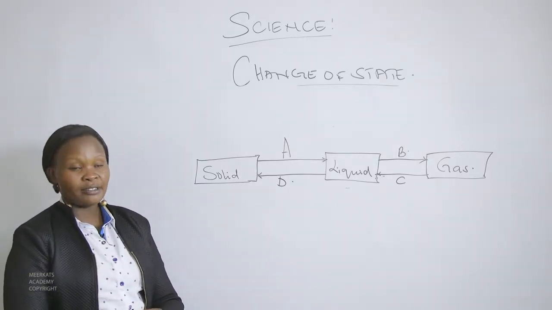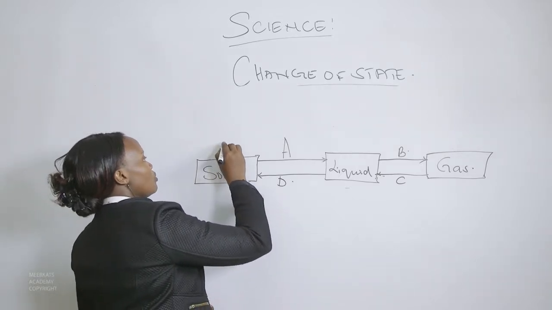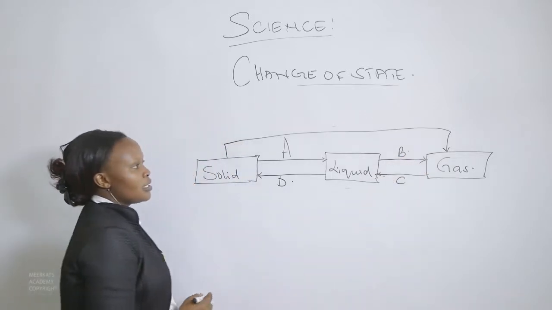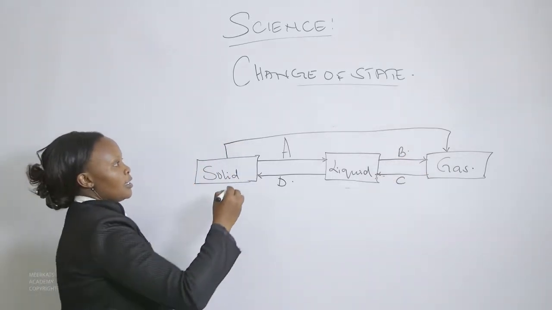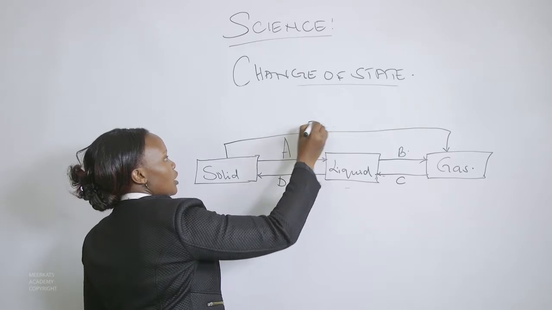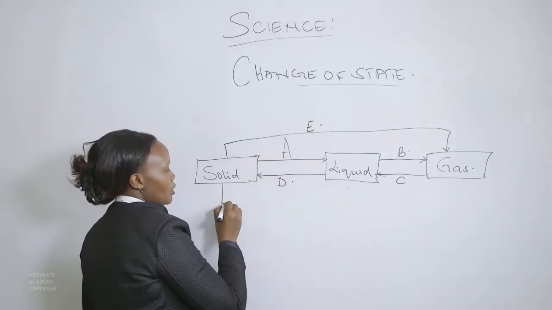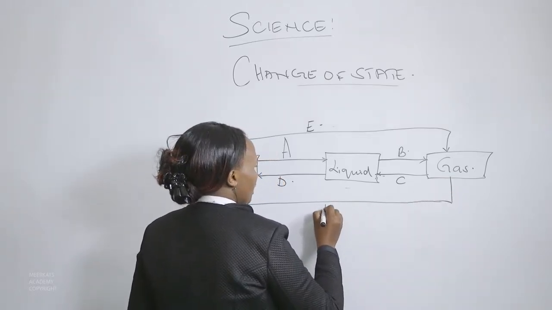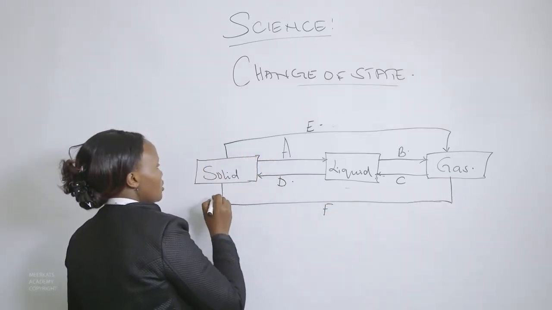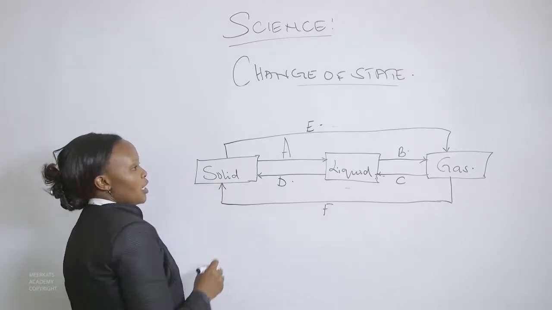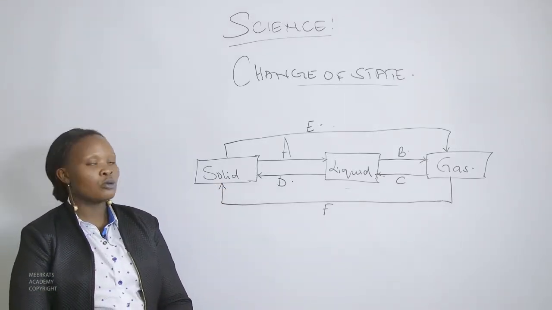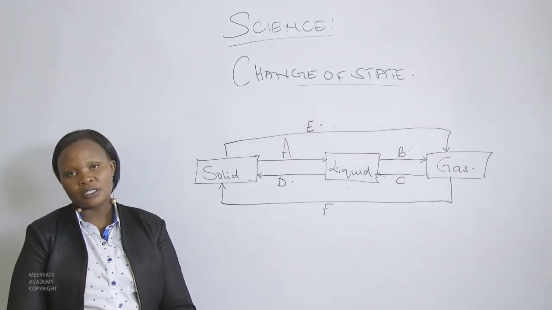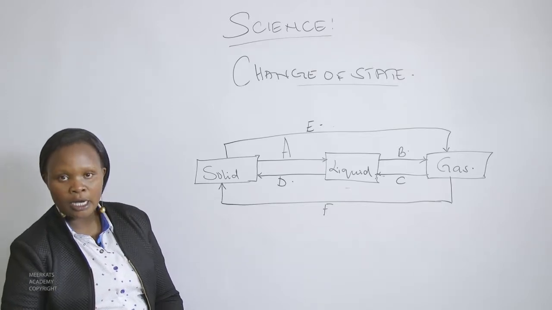We could also have another process that would take a solid direct to a gas, and this process I want us to call E. And then we have another one we are going to call F, which is the change from gas direct into a solid. Now, I want us to name those processes.